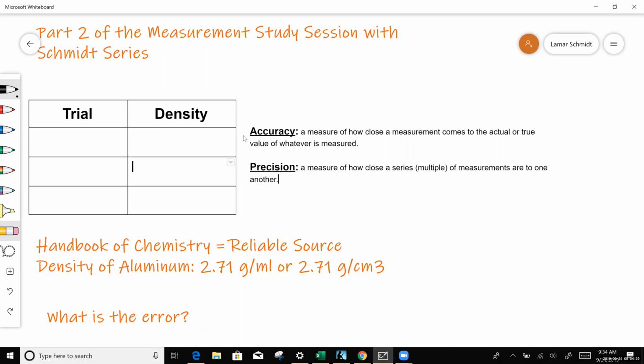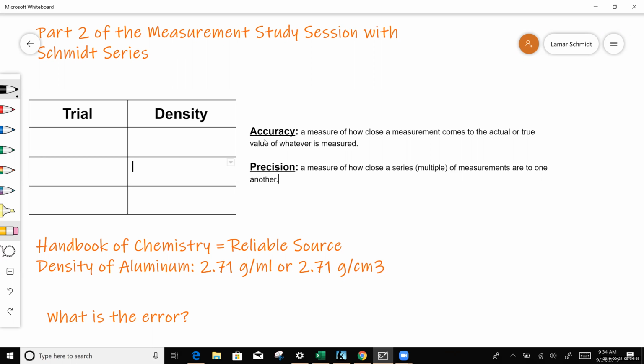One of the things that we are going to be looking at is accuracy and precision. You need to make sure you understand the terms and you can differentiate between them. Accuracy is a measure of how close a measurement comes to the actual or true value of whatever is measured, and precision is a measure of how close a series or multiple measurements are to one another.